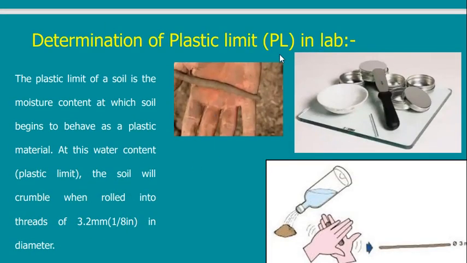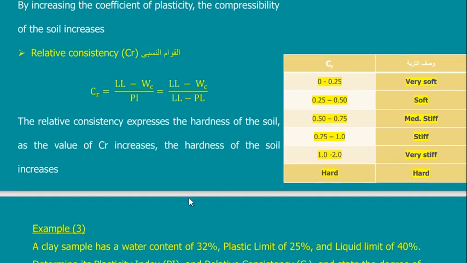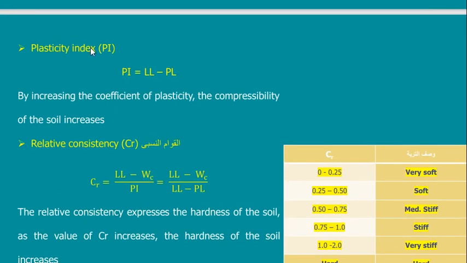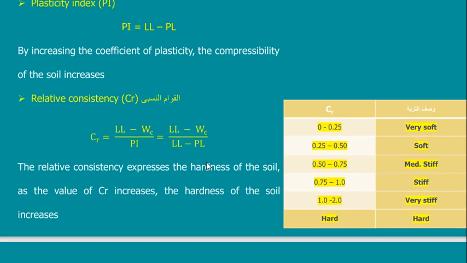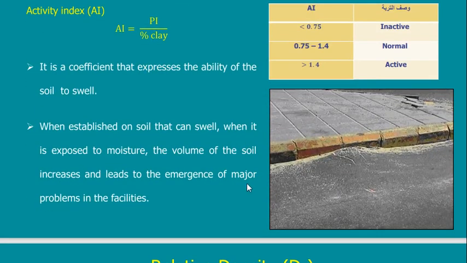This is the plastic limit, how to conduct or perform the test. By the way, the plastic limit is a very simple test. You can conduct it with your hands. You bring the sample, rub your hands together so that you put the clay into small threads with a certain thickness, and so on. Then there are the shrinkage relations, plasticity index, and relative consistency. These are important tests because they are used in one of the examples that will be given later.